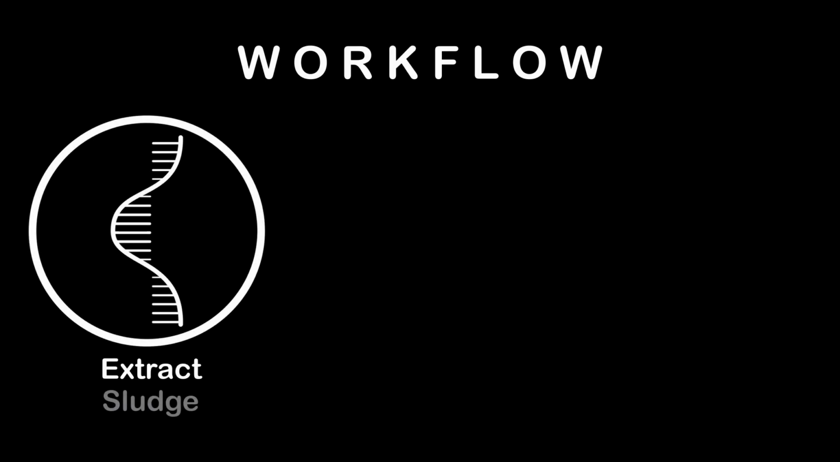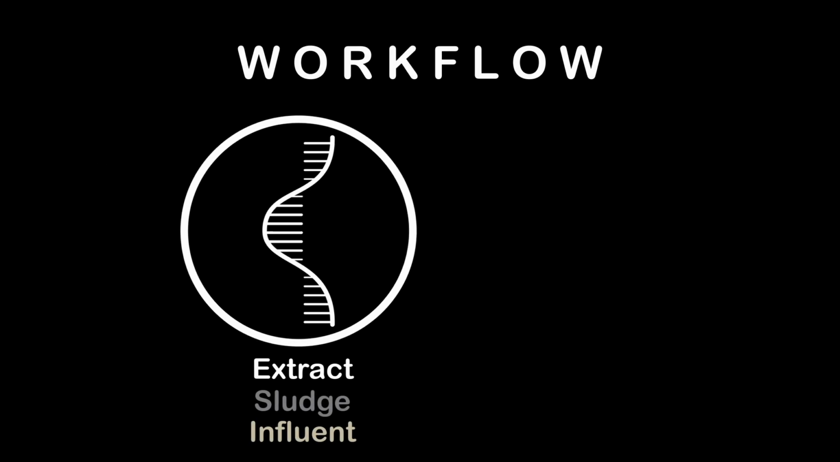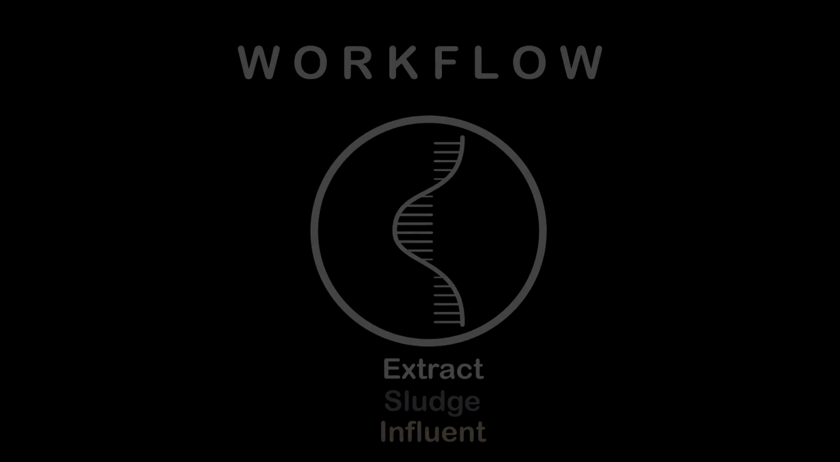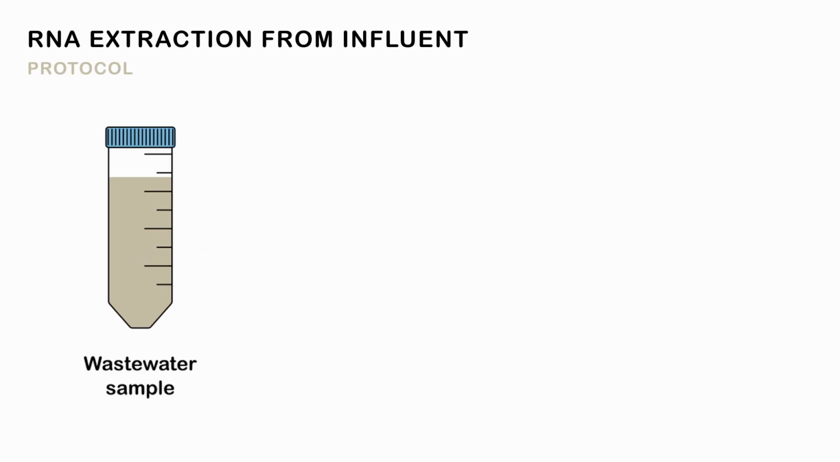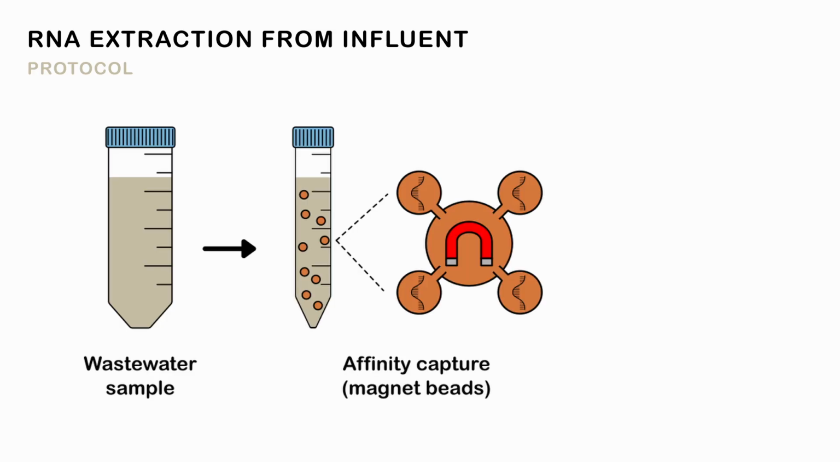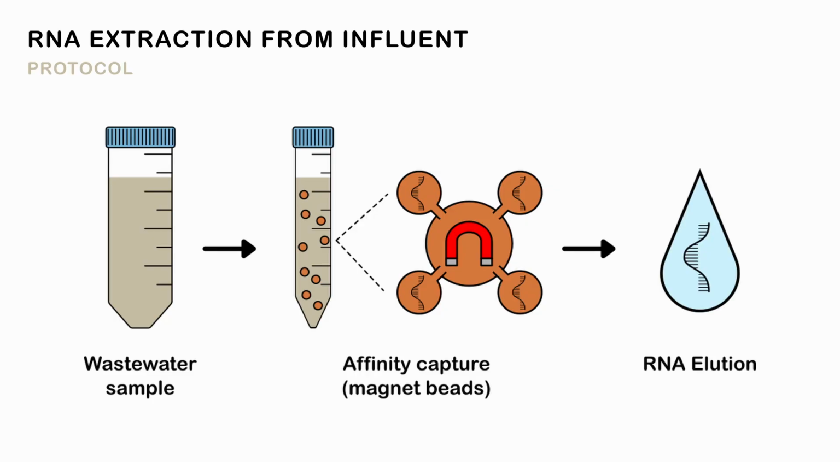Now that we have seen how RNA is extracted from sludge solids, let's go over how to extract RNA from a liquid sample, such as influent. This protocol begins with an influent sample. An aliquot of the sample is taken, and magnetic beads are added. Viral particles become concentrated on the beads through affinity capture. Wastewater is removed from the sample, and particles containing RNA are eluted off the beads.